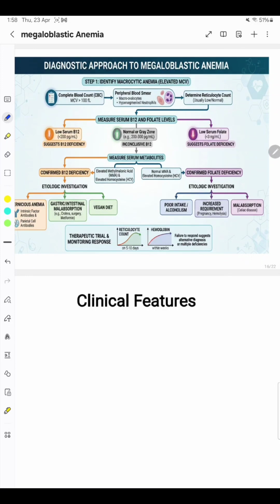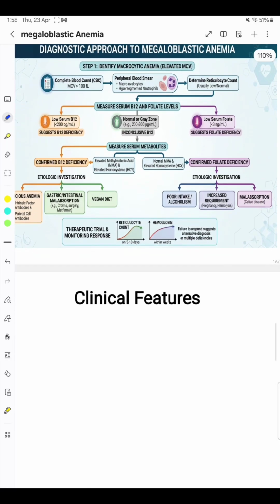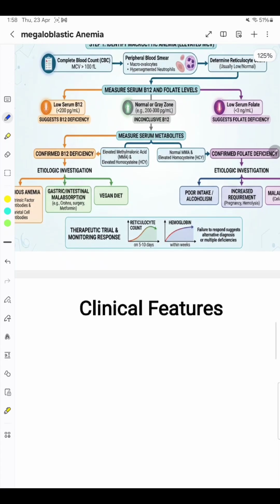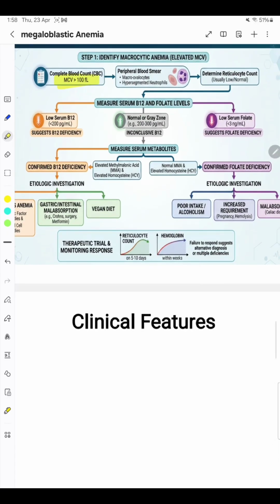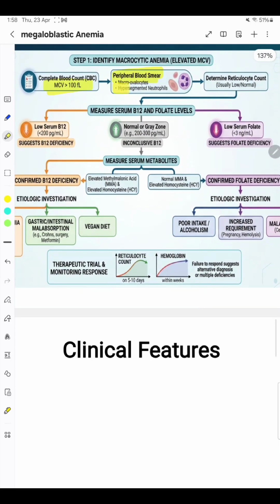Now we will see the diagnostic approach to megaloblastic anemia. Patient presented with fatigue, weakness, pallor. On complete blood count, MCV or mean cell volume is increased, more than 100 femtoliter, and there is anemia, decreased hemoglobin. On peripheral smear, there are macrocytes, macro-ovalocytes, hypersegmented neutrophils. After peripheral smear and complete blood count, we order the reticulocyte count, which is usually low or normal.